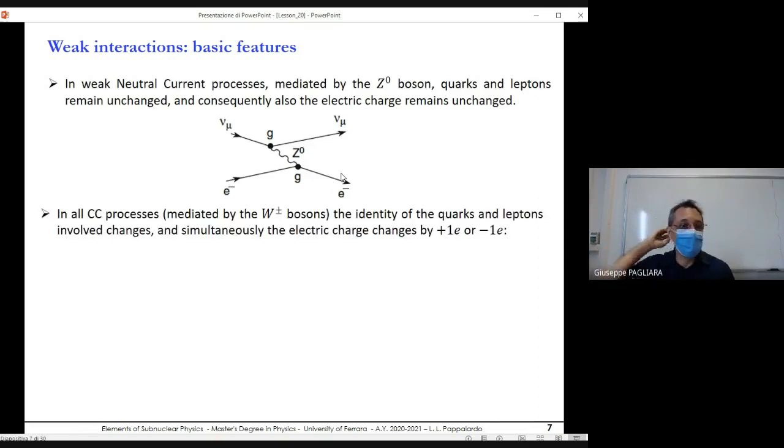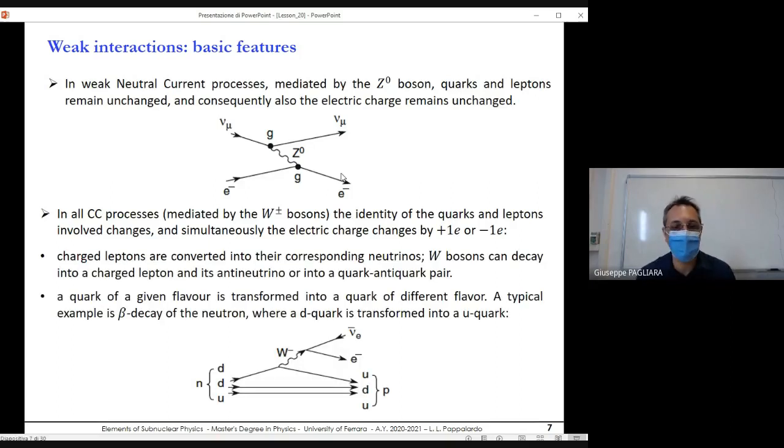On the contrary, in all charged current processes, so those that are mediated by the exchange of W bosons, the identity of the quarks and the identity of the leptons changes in the process. And simultaneously, the electric charge changes by 1 unit of the electron charge.